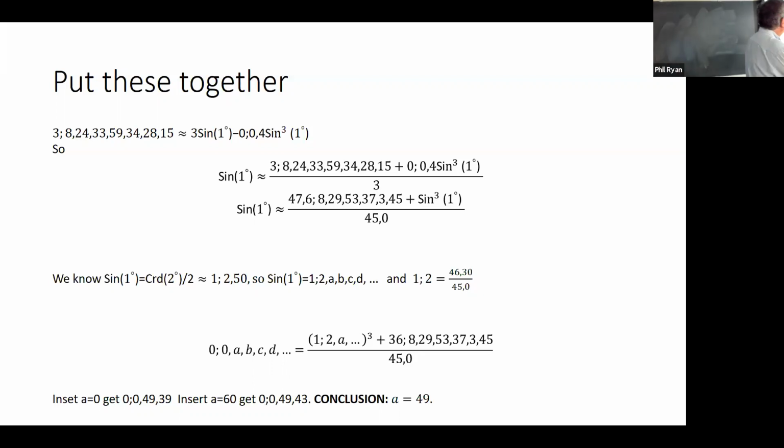Okay, and now you're going to use this, and the thing that he noticed was, let's have a look at this expression. Sine cubed of 1 degree, what's that going to be approximately?